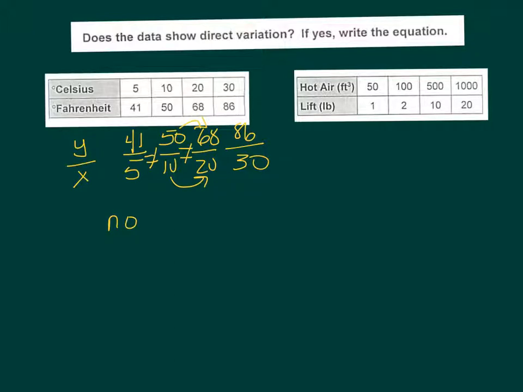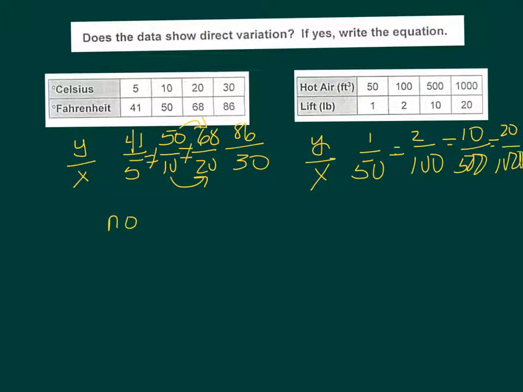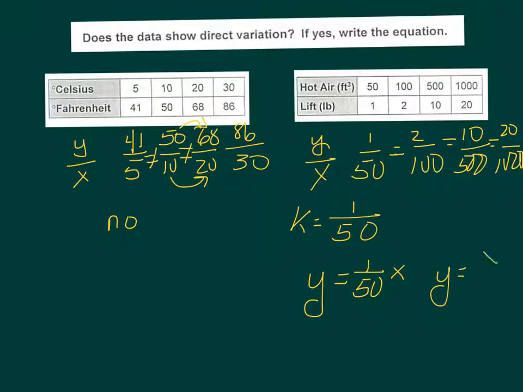On this one, we compare our y over x values, and we have 1 compared to 50. We have 2 compared to 100, which is also an equal ratio. We have 10 compared to 500, and we have 20 over 1,000. Those all reduce to the same fraction or same ratio, which is 1 over 50. We call this our k value, our constant of variation, or our constant of proportionality. That gives us our equation y equals 1/50th of x. We could also say y equals x over 50.